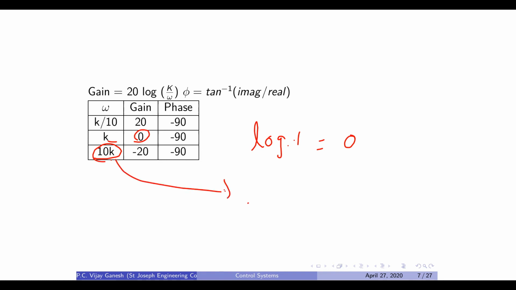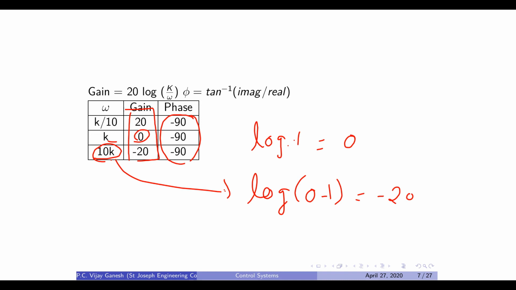When it is 10k, it becomes 20 log of 0.1, which is nothing but equal to minus 1. So 20 log means we'll get the value as minus 20. So the phase will not change. There is no change in the phase, whereas in the gain there is a change.